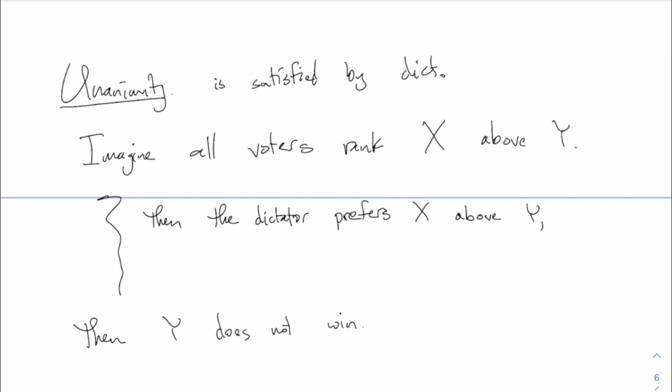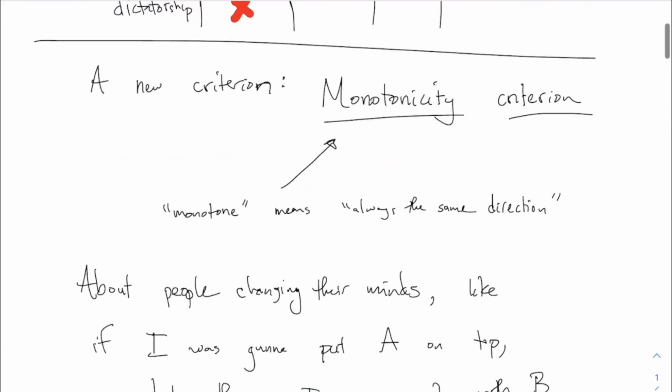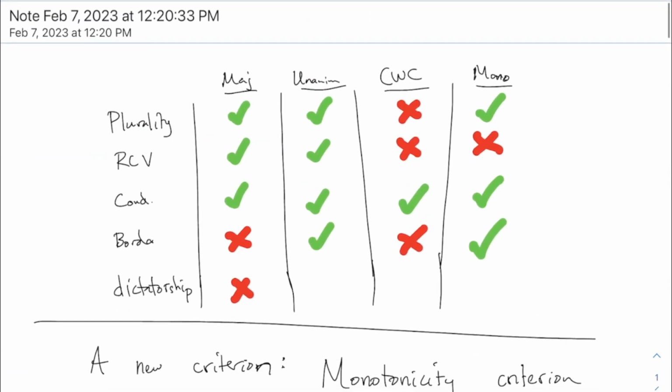And that's it, right? The dictator prefers X above Y, and that means Y is not going to win. It means maybe X is going to win, but actually maybe the dictator likes somebody else even better, and so X might not be the winner, but definitely Y is not the winner. All right? This is the unanimity property. So the unanimity is satisfied by the dictatorship. Hey, it's not looking so bad, right? One X, one check. Come on now.